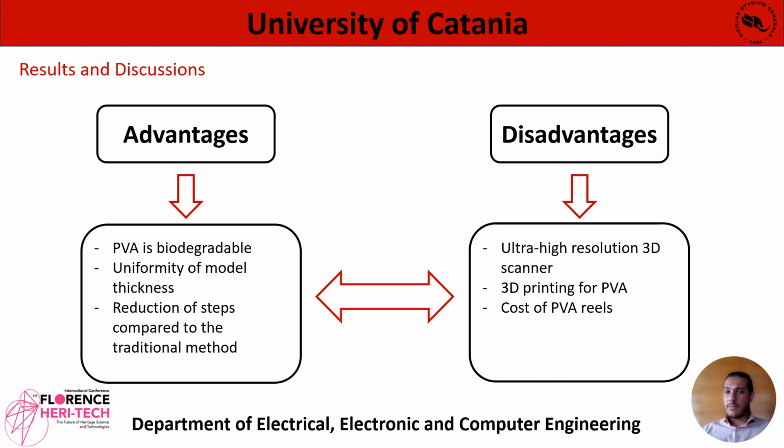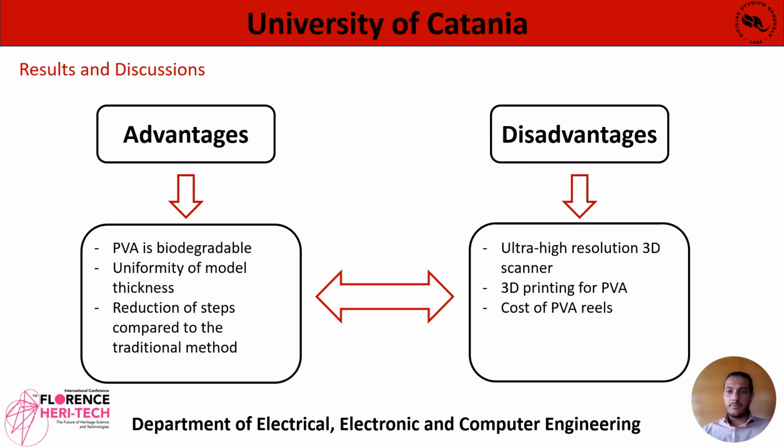The advantages are many. First of all, PVA is known for its biodegradability in aqueous environments. This means that, if properly disposed of, it can be broken down by bacteria and other microorganisms in the environment. This is a significant advantage in terms of reducing environmental impact compared to many other non-biodegradable synthetic polymers.